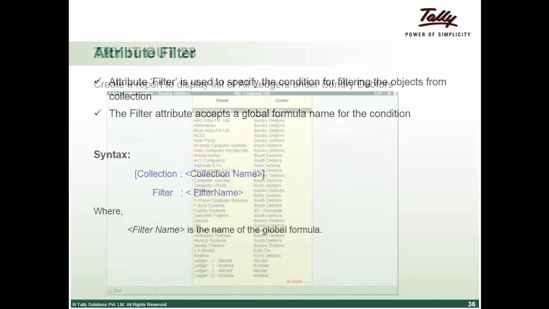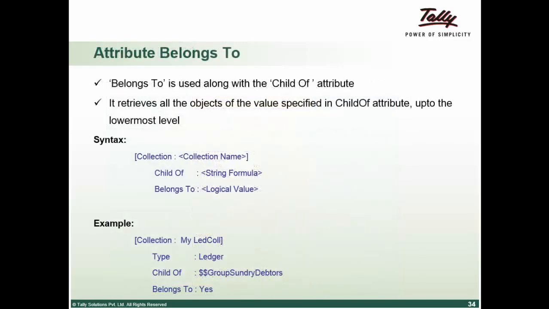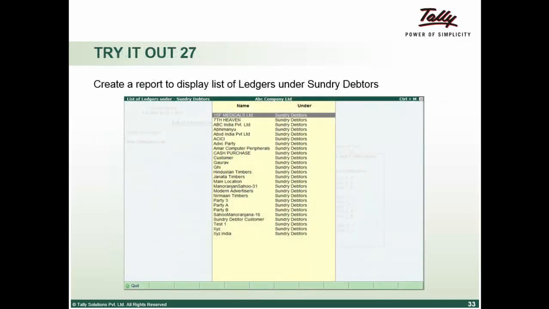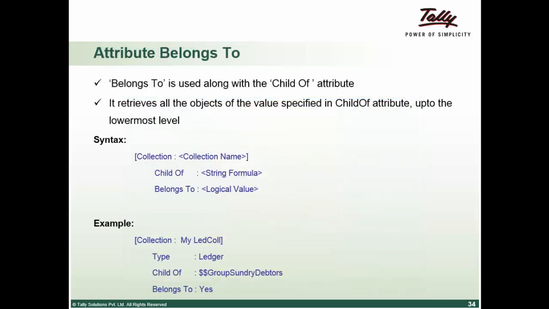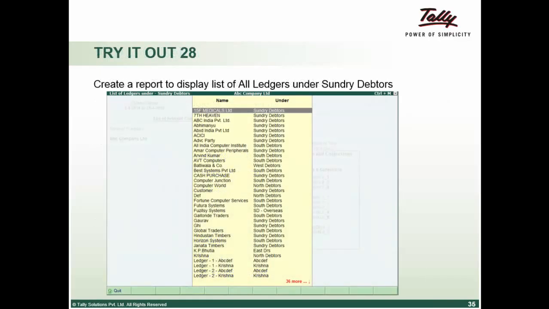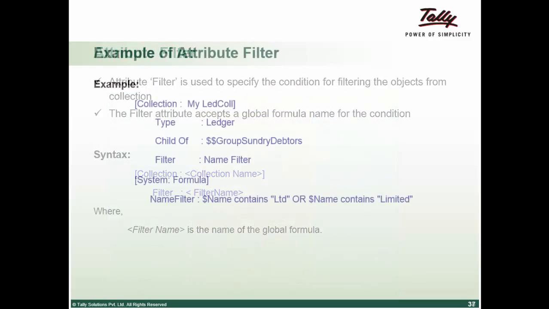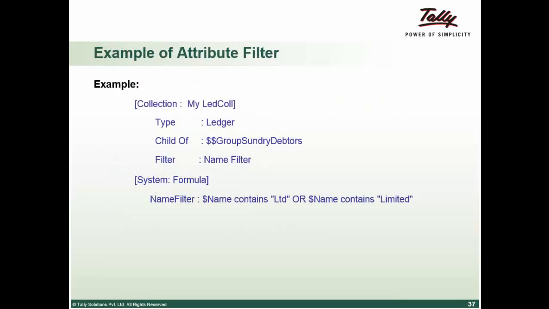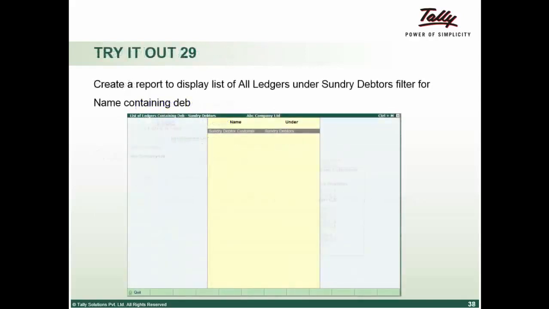The first try it out is to create a report to display the list of ledgers under sundry debtors. So the collection will be of type ledger, child of $group sundry debtors. So one is ready. Second, simply add belongs to yes to that, and you will see the change in the number of objects returned by this collection. Third, you try a filter criteria of your own and check the output that you need.